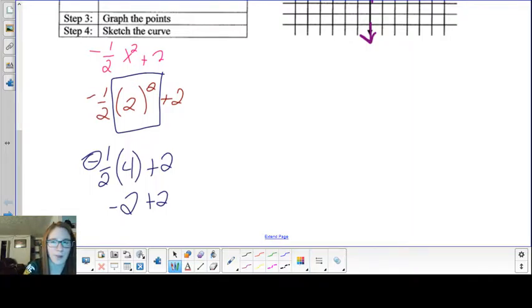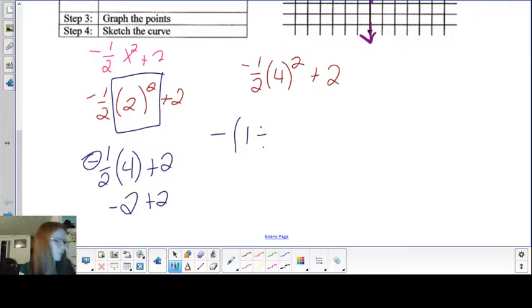So I have negative a half times 4 squared plus 2. And if you have one of my fancy graphing calculators, you can just plug this in all at once. But you got to plug it in correctly. So if you plug this straight into the graphing calculator, you're going to hit the negative sign, 1, parentheses. Remember, there are parentheses, so let me grab my calculator and show you what I'm talking about. Let's turn them on.